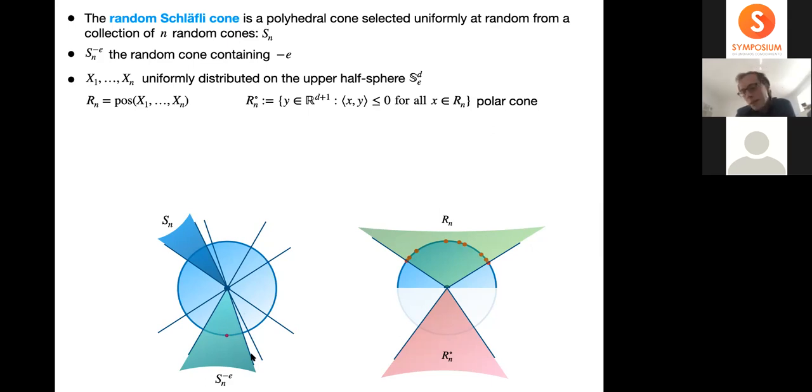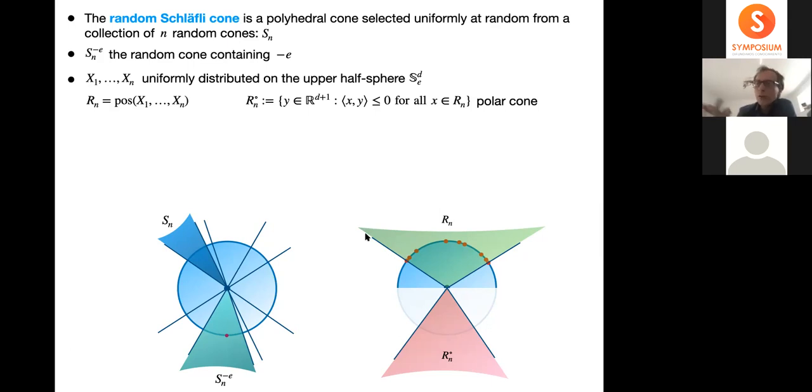Next, we consider another model. Now we are not on the whole sphere, but only on a half sphere. This is just a half sphere. On the half sphere, you distribute uniformly random points x1 to xn, and you take the cone spanned by these points. This is just the positive hull of x1 up to xn. This is the cone Rn, the light green cone here.